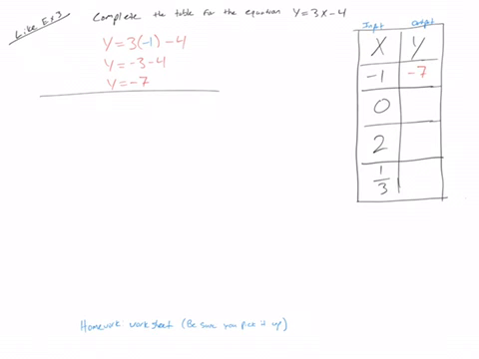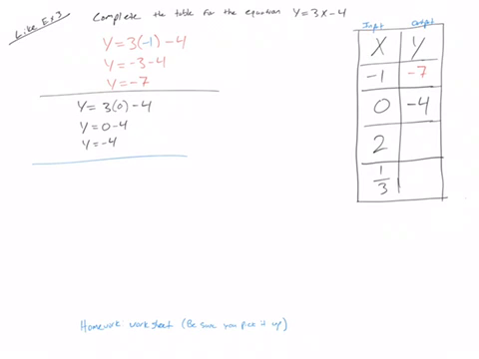Now let's do the same thing, but with 0. Y is equal to 3 times 0 minus 4. Well, that makes it fairly easy because 3 times 0 is just 0, minus 4, and 0 minus 4 is simply -4. So that output value is going to be -4. So when I put in 0, I get out -4.